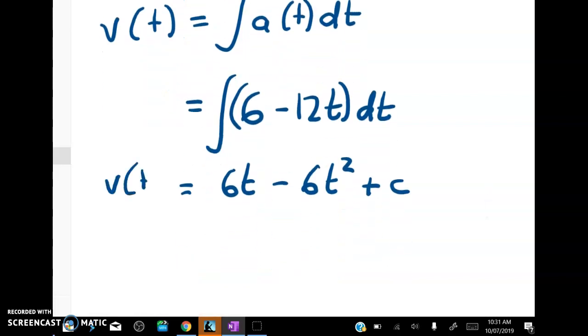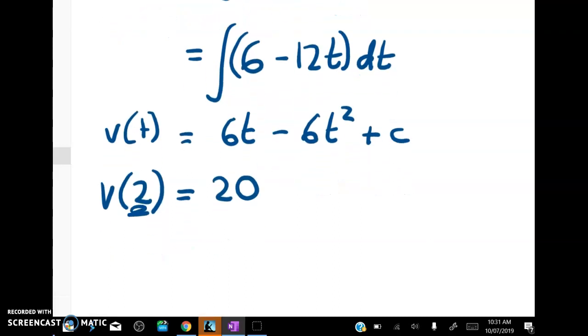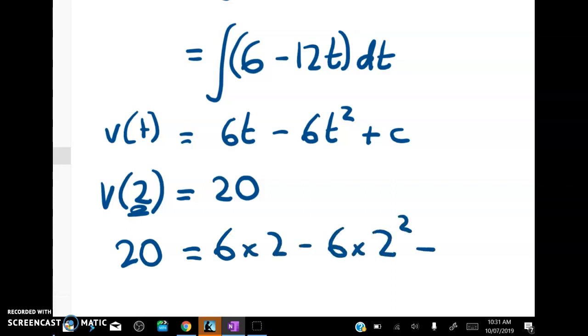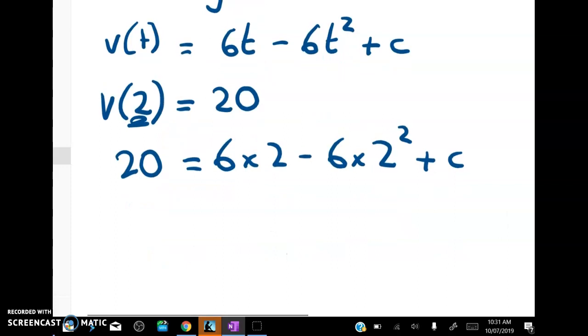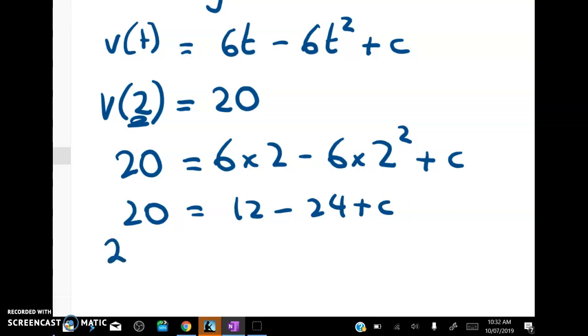Now, to pin down what that plus c is, I use the fact that 2 seconds after passing the tree, the velocity was 20. So we can write this down, and now we substitute in 2 here, and we get 20 is equal to 6 times 2 minus 6 times 2 squared plus c. Cleaning that up gives me 20 equals 12 minus 24 plus c. So 20 plus 12 is equal to c. c is equal to 32.